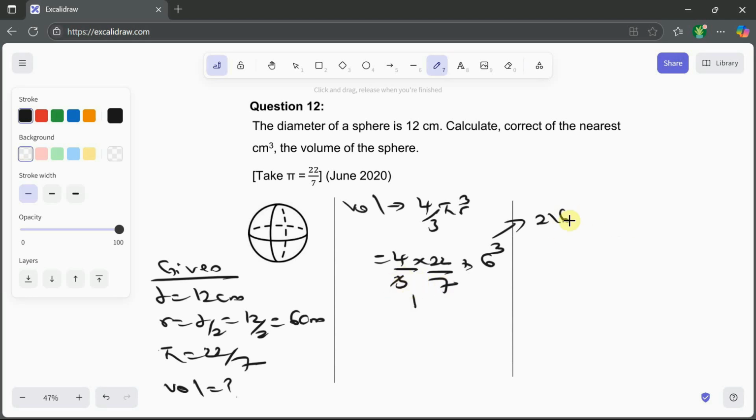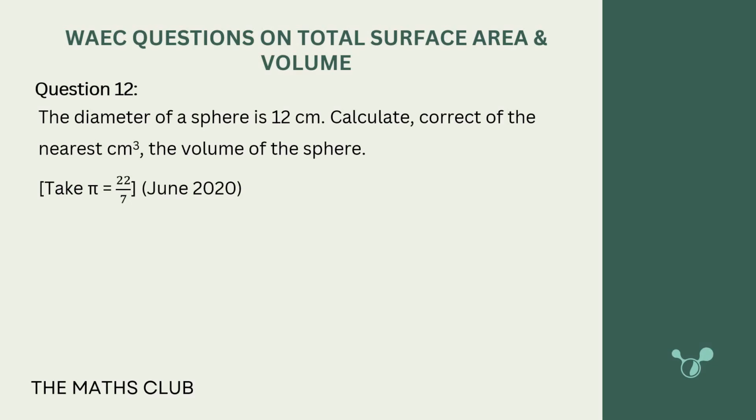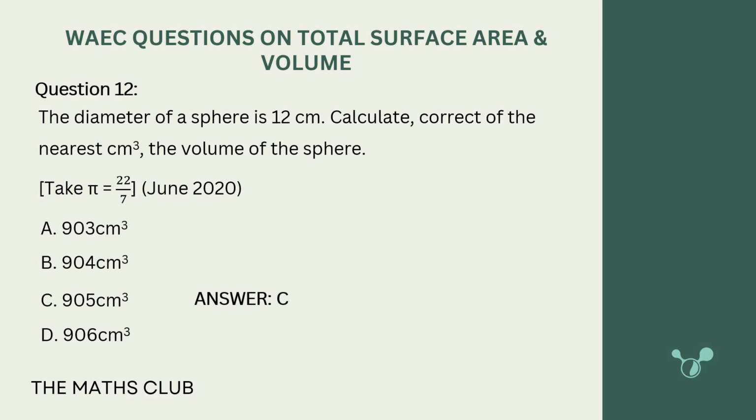3 can go here, 3 can go here, 72. So now let's simplify. 4 times 22 times 72 divided by 7. This will give you 905.14285 centimeter cube. But the question is that we should correct to the nearest centimeter cube. After this digit, what we have here is 1. 1 is less than 5, so it's not going to carry over. So that's approximately 905 centimeter cube. Let's see if our answer is correct. That will be option C. Great.